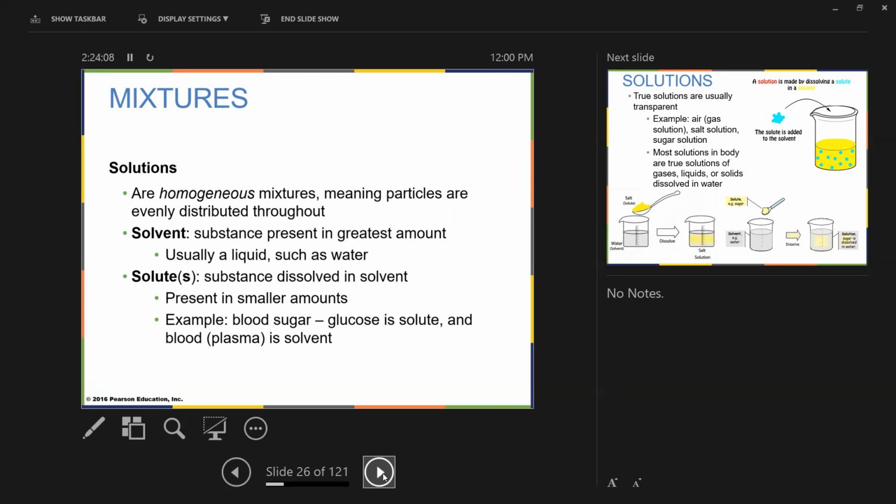And if you have filters of sufficient size, you can filter out the sugar. You can filter out the tea and have the water left behind. And the water will be clear and transparent. You filtered out all the components. The solute particles can always be filtered out. Doesn't matter how small they are.